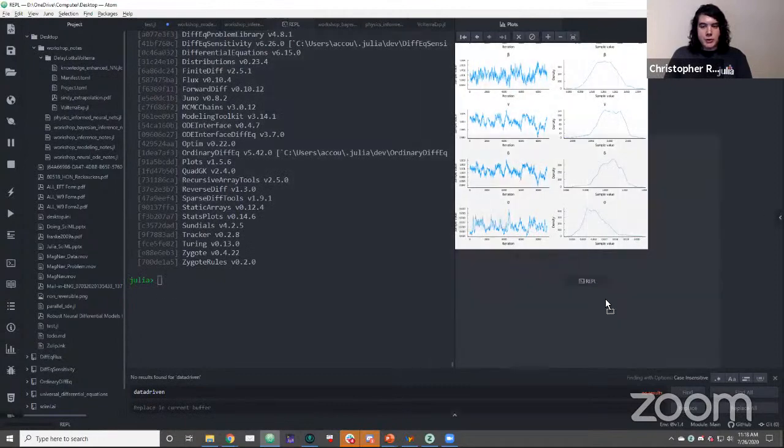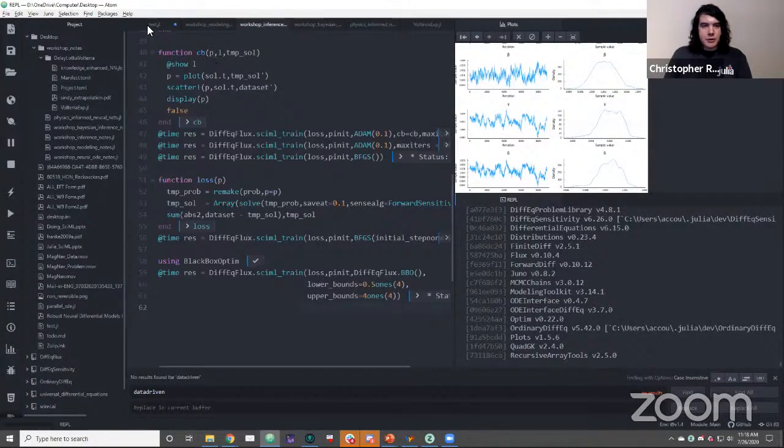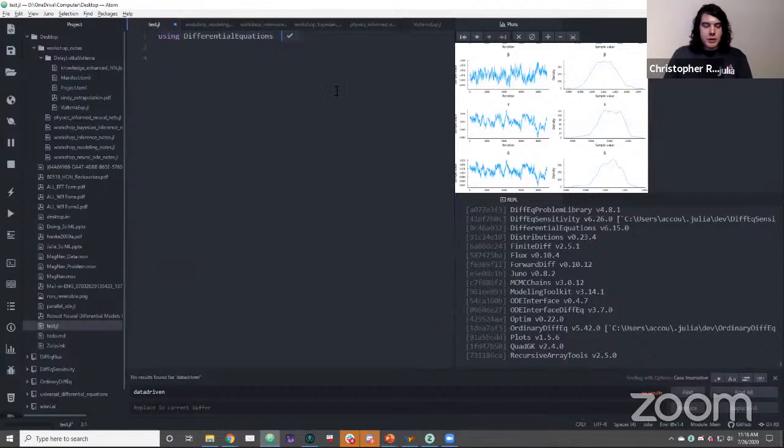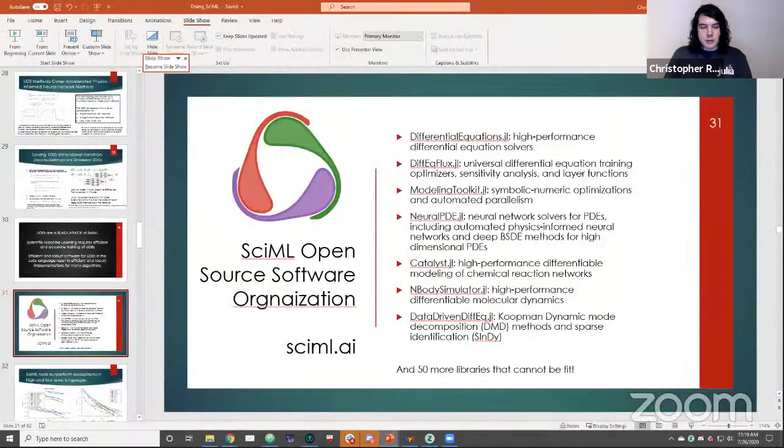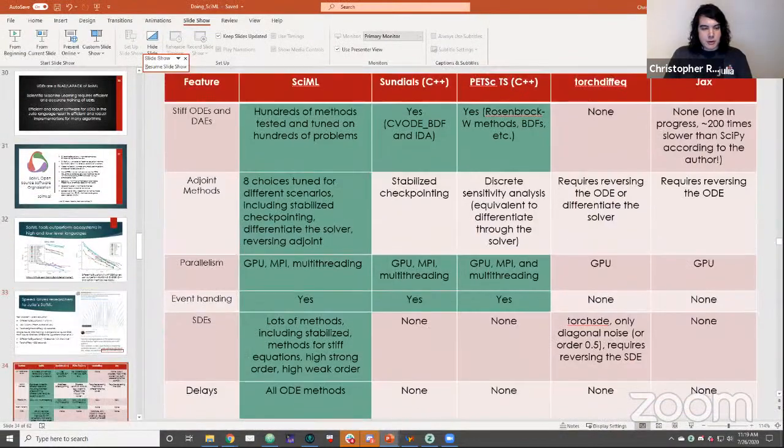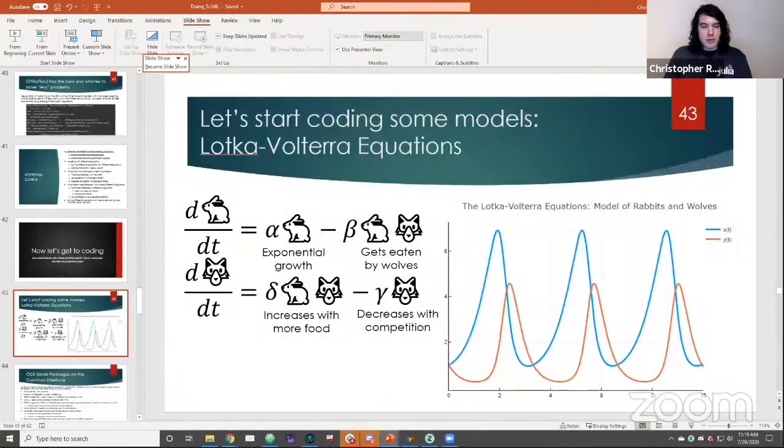So let me throw this REPL down over here again, and let's get started on some coding. Right. So what I want to do first is I want to look at this Lotka-Volterra equation. So yes, I know that some people had a bet going on of what slide I will first show the Lotka-Volterra equation. It is slide 43.